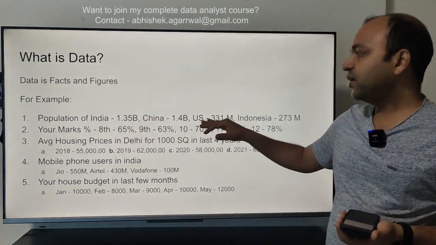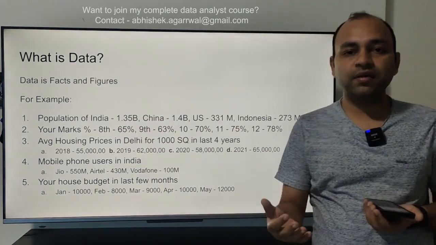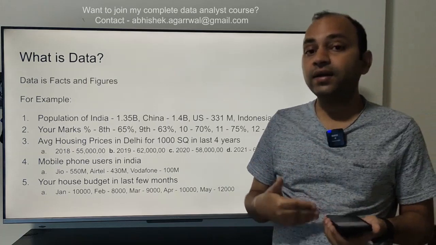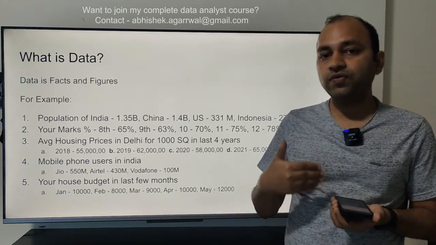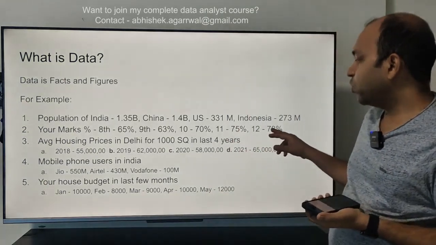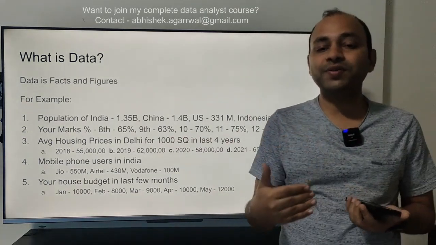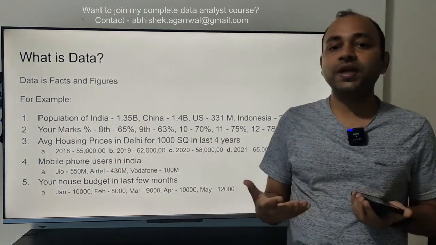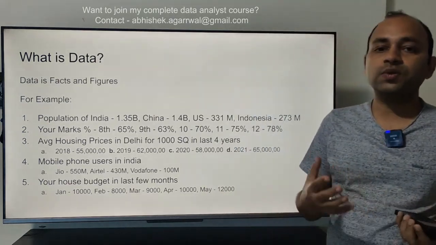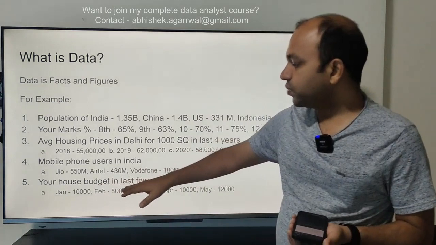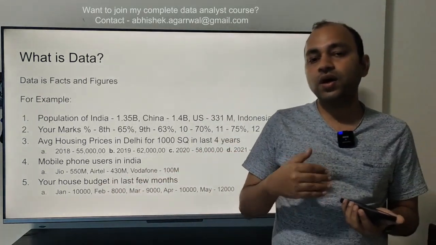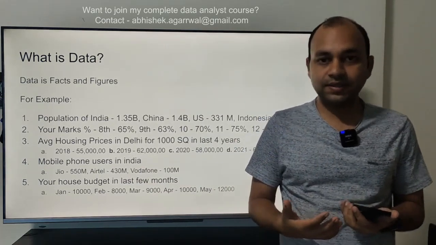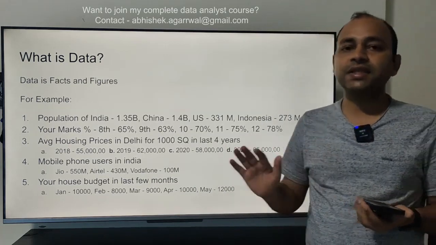Like the population of India, one can do analysis if, let's say, they are planning marketing strategies and whatnot. Your marks give an indication of where you may land next year if you continue with the same approach, or whether you need to improve more if you want to get more marks. Housing prices help your investment decision criteria. Jio, the mobile phone users, tells you which one you need to prefer in case you go for some sort of marketing strategy with them. Your house budget in the last few months tells you whether you are spending more or less, or what your month on month expenses are. And that's usually what happens in data analysis.